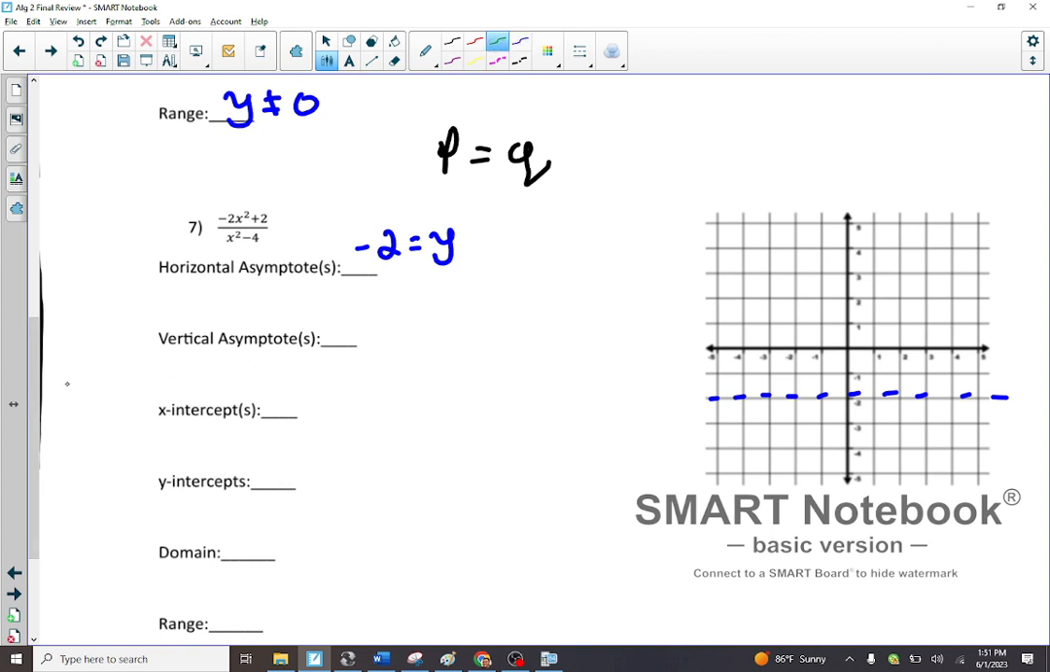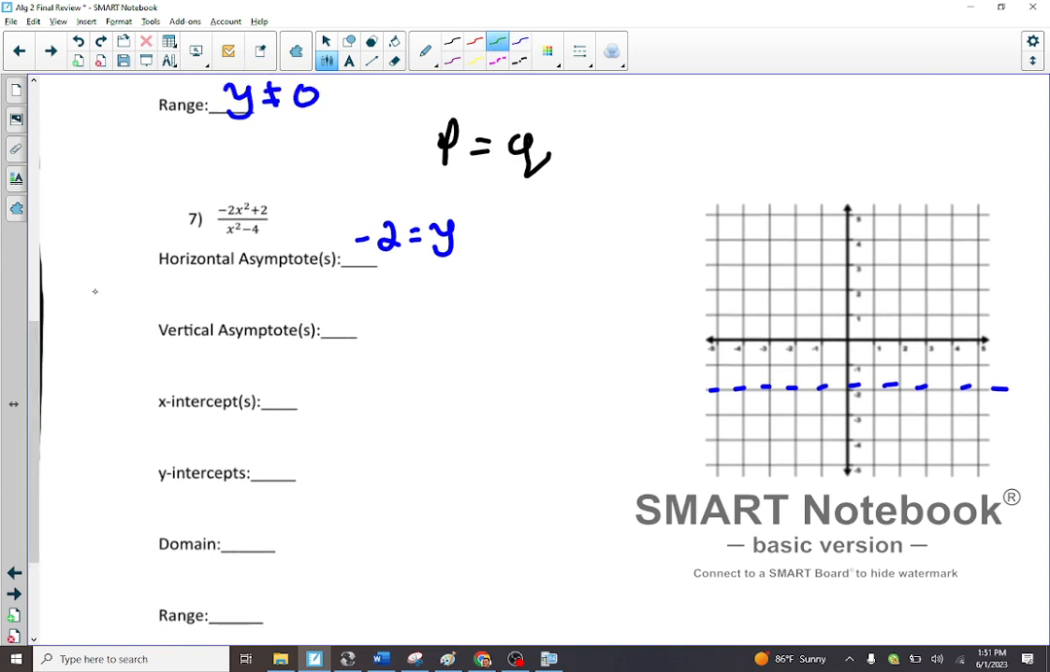Next one, vertical asymptotes. Remember, vertical asymptotes is when q equals 0. So, I'm sorry, 0 equals x squared minus 4, plus 4 on both sides and square roots. X equals, please don't mess up, plus or minus 2. So it's plus or minus 2 equals x. So you're going to have a vertical line at negative 2 and positive 2.